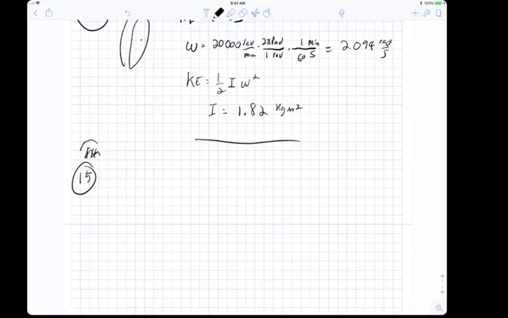Okay. Question 15. What's the kinetic energy of a 15,000 kilogram car traveling at a speed of 30 meters per second? Times 1500 divided by 2 is 675,000 joules. This is why cars cost so much, are so expensive, are so valuable, because there's lots of joules in them when they're moving.